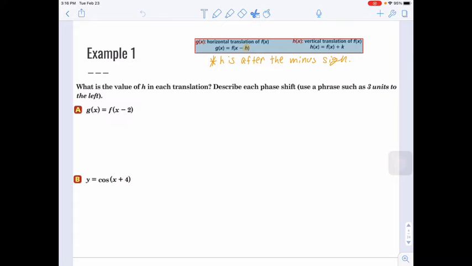Example 1 says, what is the value of h in each translation? Describe each phase shift. Use a phrase such as 3 units to the left. For part A, we have g of x equals f of x minus 2, and for part B, we have y equals cosine of x plus 4.